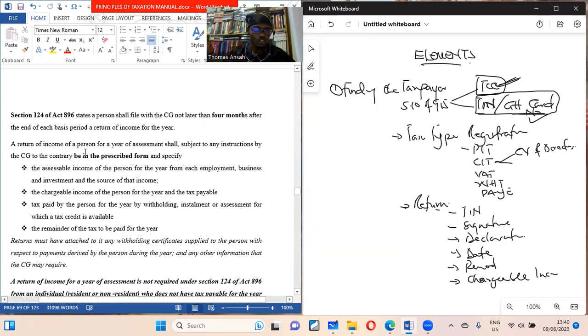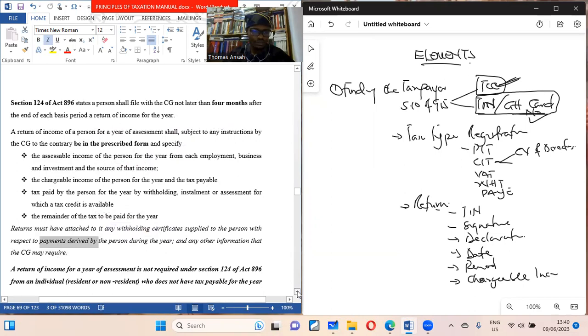All right. So you fill the prescribed form. It shows your assessable income, your chargeable income. Do you have any tax credits that you have paid? All the information. I will show you how it looks like. All right, so all these things are a return.